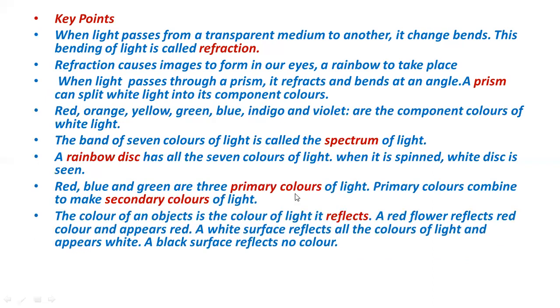The color of an object is the color of light it reflects. That is what we discussed in the last slide. A red flower reflects red color and appears red. A white surface reflects all colors of light and appears white. A black surface reflects no color.